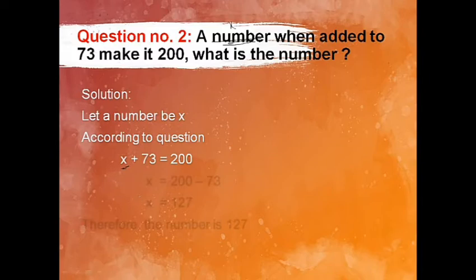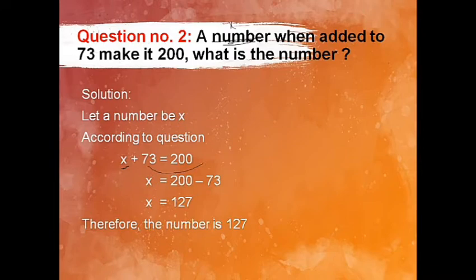So here I will transfer this 73 to the right hand side. So plus 73 will become minus 73, that is x equals 200 minus 73, and 200 minus 73 is equal to 127. So here we got the value of x is 127. Therefore the number is 127.